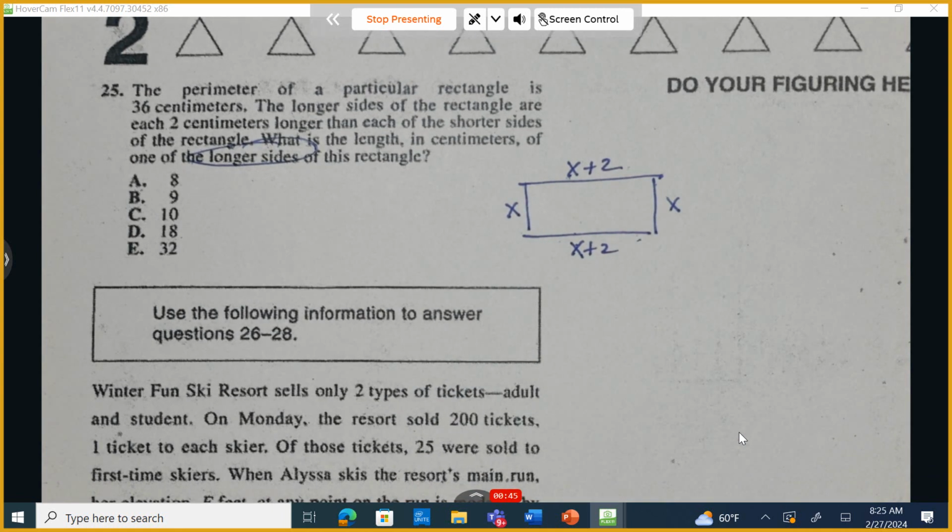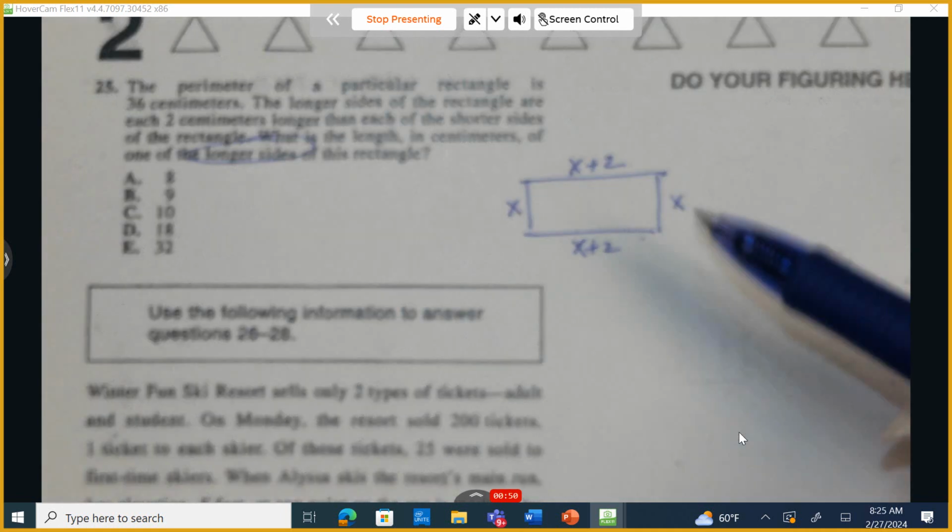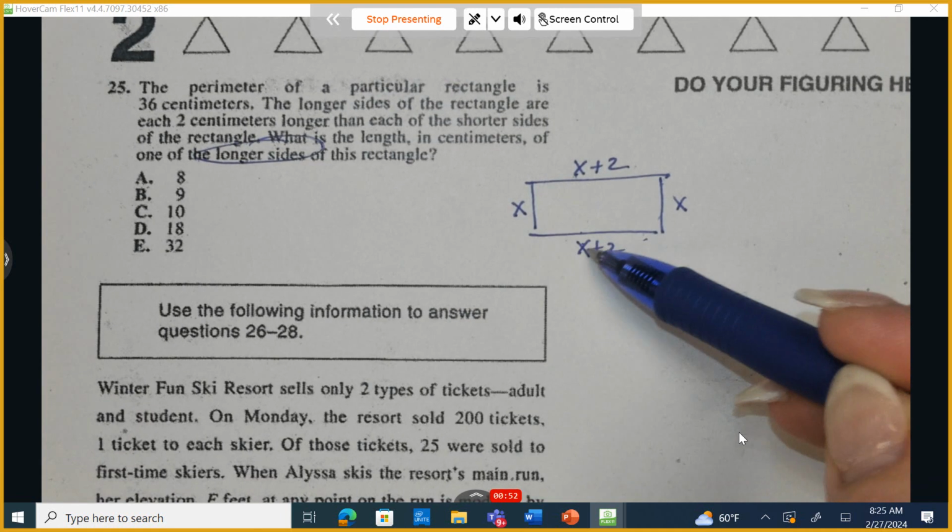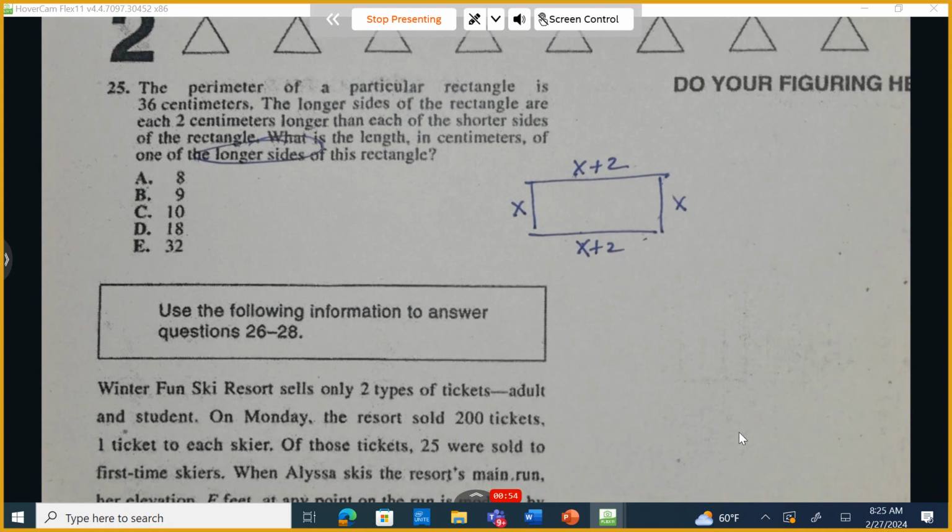So let's just make sure that works. I'm going to choose an arbitrary number like 10. If this length is 10, well, 10 plus 2 is 12. That's 2 centimeters longer. Perfect.